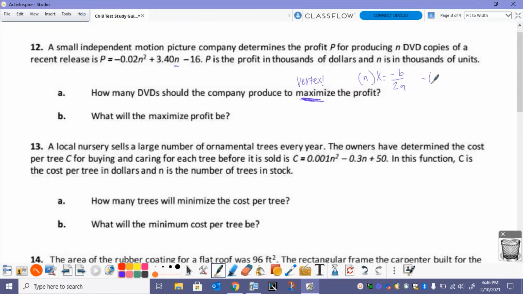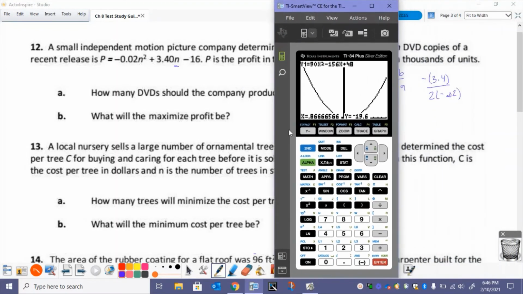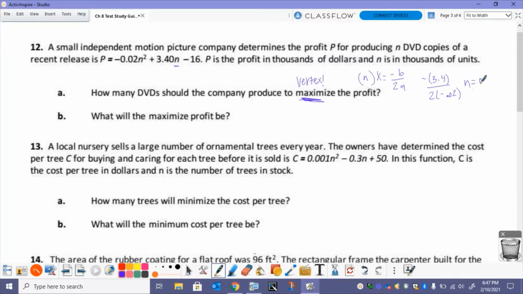So negative b, which was 3.4, over 2a, so 2 times negative 0.02. All right, pull up your calculator and just plug this in like normal. Alpha y equals will give you the option to plug in a fraction. And then 2 times negative 0.02, and we get 85. So n equals 85.